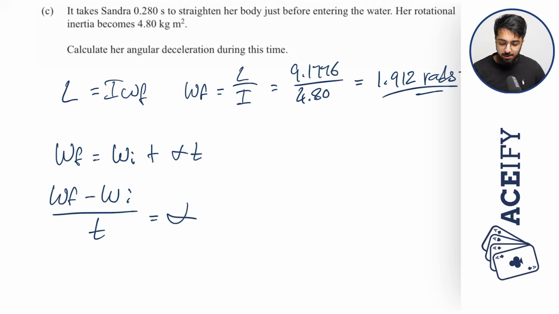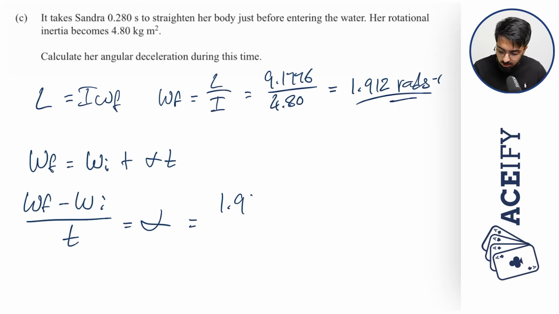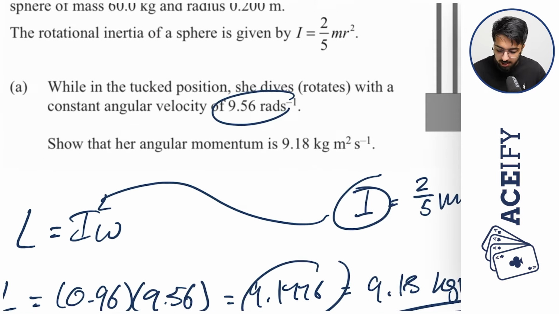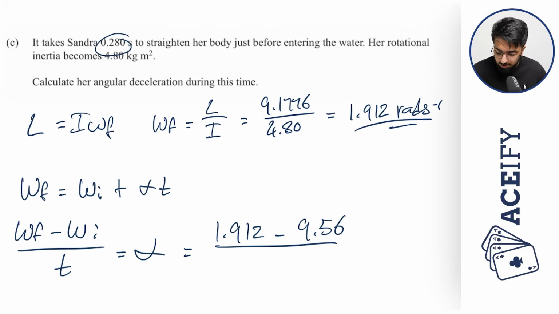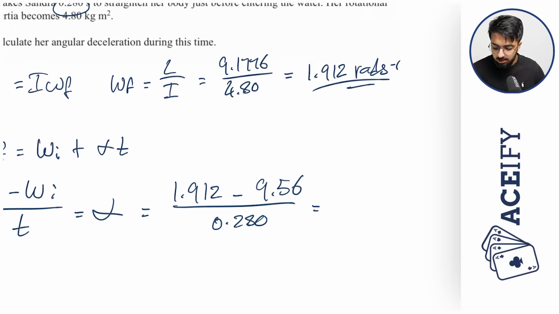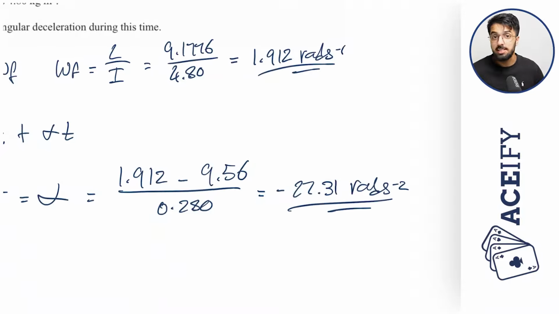Now, as we have all our values, we can simply plug them in. We found our omega finally, which was 1.912, minus our omega initially, which we found right here as 9.56, and that's all over time, which we are given right here, 0.280. This gives an angular deceleration of negative 27.31 radians per second squared. And again, it's negative because we're decelerating.